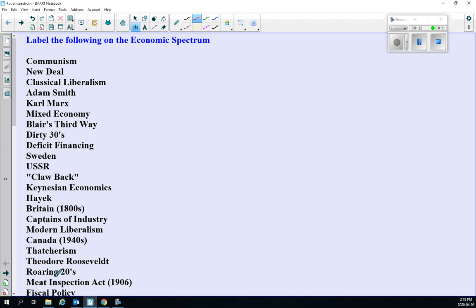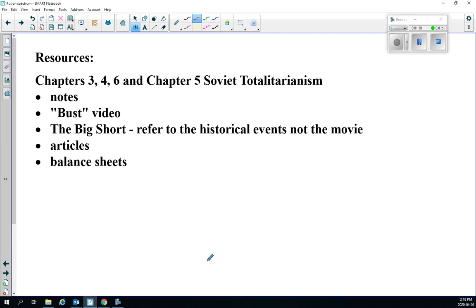And what you're going to do is label those terms on the economic spectrum. In terms of resources, we're talking about stuff that we learned in Chapters 3, 4, 6, and only part of Chapter 5, the part concerning Soviet totalitarianism, Stalin, collectivization, etc. So that's where you're going to draw this information from. If you need it at all, you might remember enough to be able to label it on a spectrum. You're going to use your notes, videos, documentaries. The Big Short could be used, all of the articles I gave you, and your balance sheets.